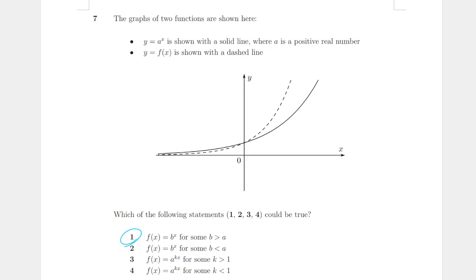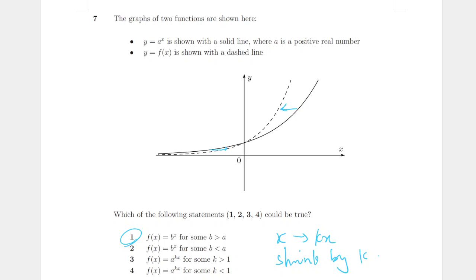Okay, how about 3 and 4? f(x) equals a to the power kx for some k greater than 1 or for some k less than 1. So what is this graph transformation? The graph transformation is x became kx, right? So if x became kx, what is this graph transformation? It's a shrink by k, right? So from the solid line to the dashed line, is it a shrink? So this will go here. It is a shrink, right?